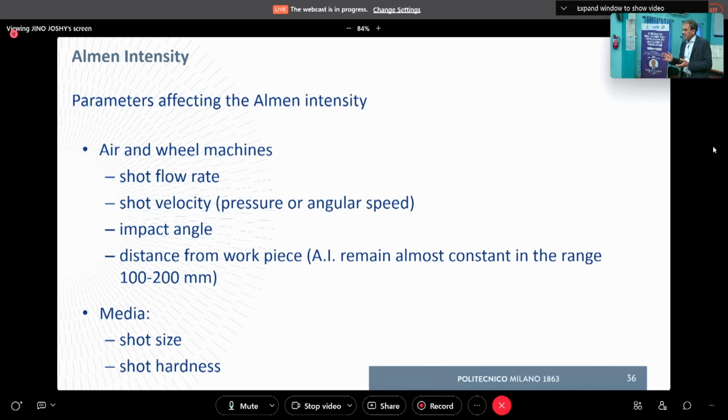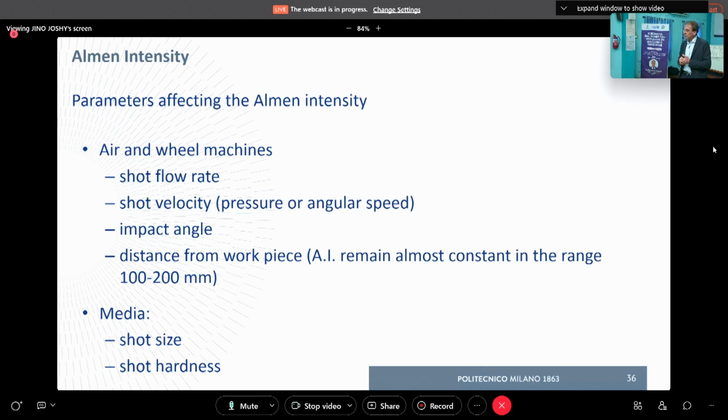Okay, and it's also true that experimental measurements show that the Almen intensity does not vary much if the distance is maintained in the range of 100 to 200 millimeters. So there is not much difference, but anyway it should be kept constant if we want to maintain the same conditions.